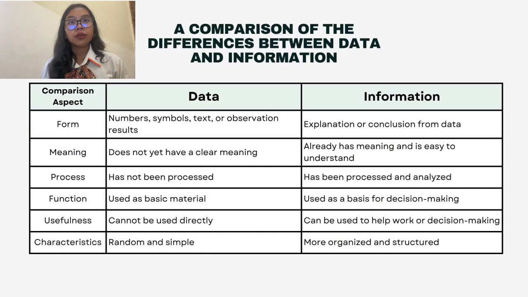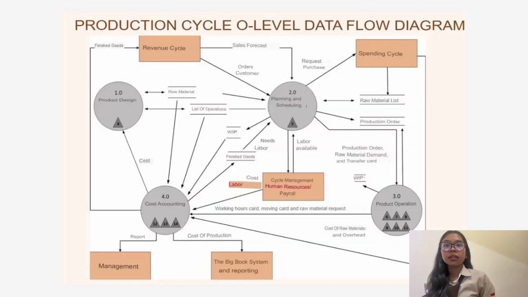And the last comparison aspect is characteristic. Data is random and simple, and information is more organized and structured. And the next is an explanation of the production cycle DFD along with examples of potential issues and their solutions.